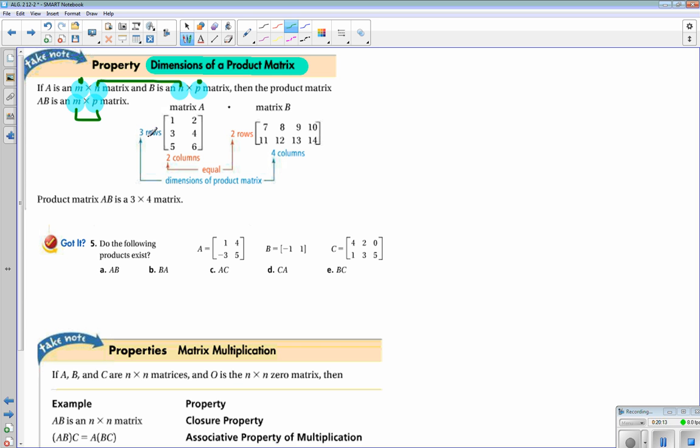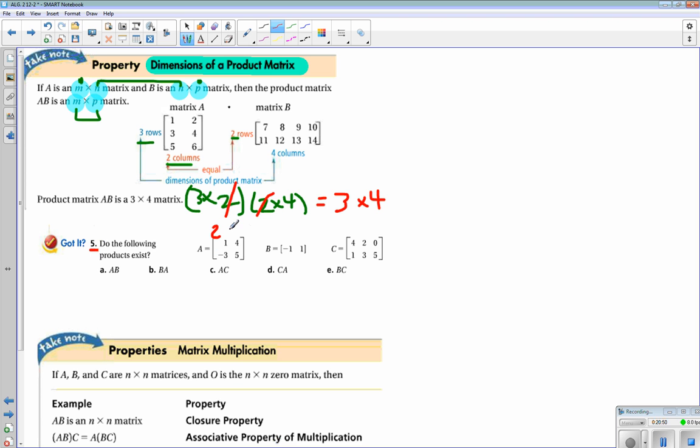So if I have a 3 by 2 and a 2 by 4, then the 2's will drop and my result will be a 3 by 4 matrix. So in number 5, we're going to determine if the following products exist.